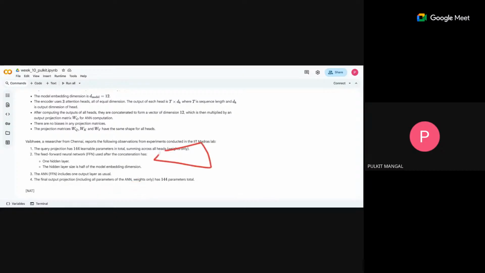We will have the output that would be T cross 12. That will be fed into a feed-forward neural network in which there is one hidden layer which is half of the size. So there will be two matrices associated with this, right? One would be between the input and the hidden layer, and one between the hidden layer and the output layer. So what should be the size of those matrices?